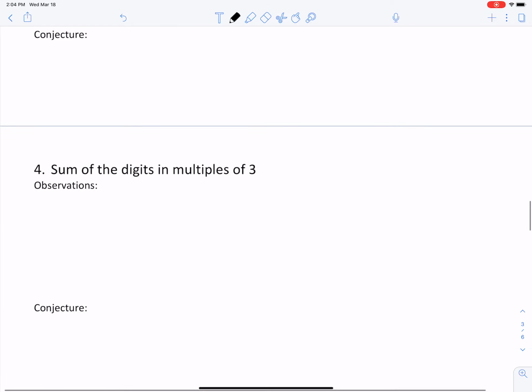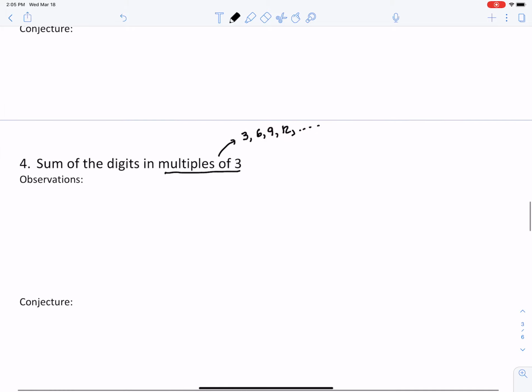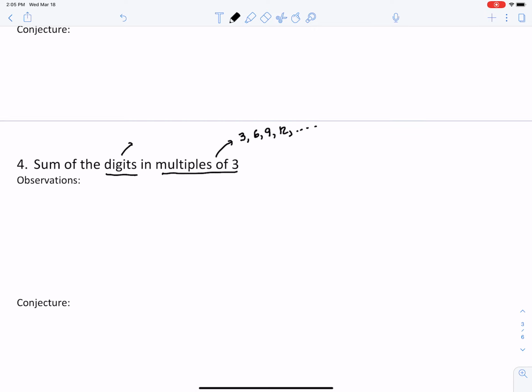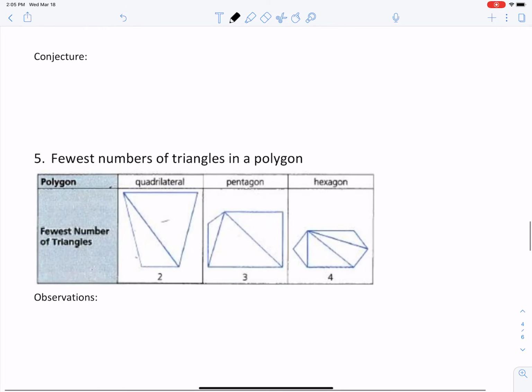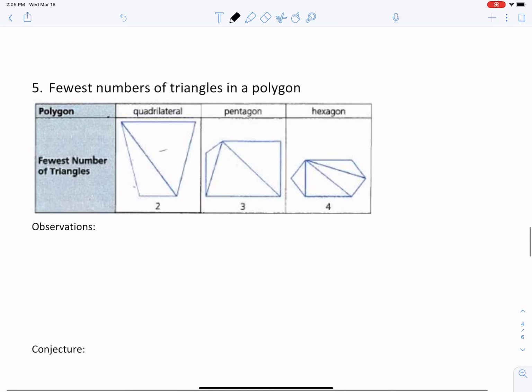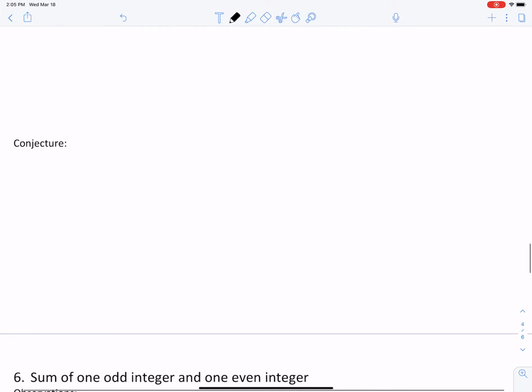Sum of the digits in multiples of 3. Multiples of 3 mean I'm counting by 3s. 3, 6, 9, 12, and so forth. Digits mean if I looked at the number 12, the digits would be 1 and 2. Fewest number of triangles in a polygon. They give you a polygon, which is a shape shown below.